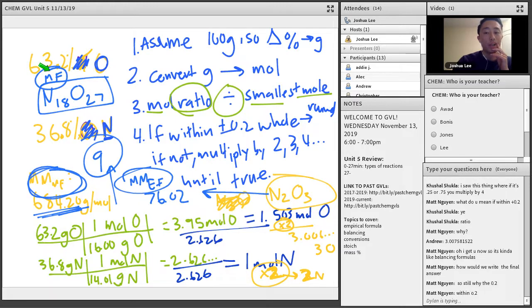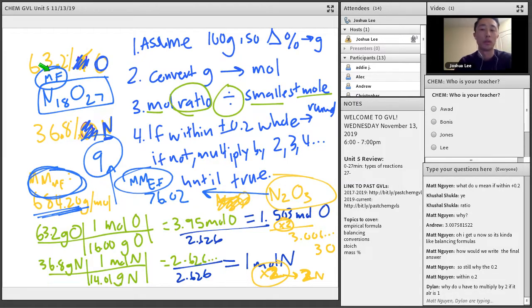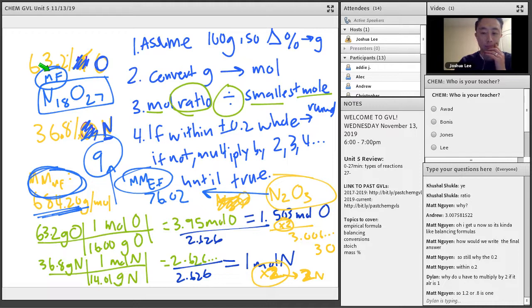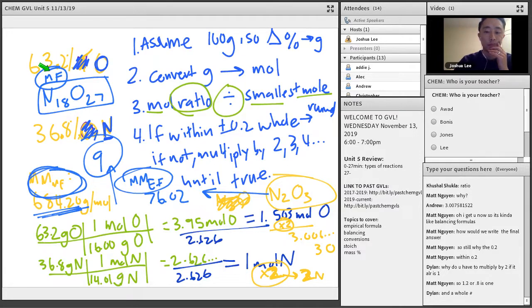0.2 is close enough to a whole number. 0.3 is still kind of too far because you could have a third. That's just like that good number: if you're within 0.2, you're close enough for it to round. Because if you double one part of your recipe, you have to double your other part of your recipe. So if you multiply one of them by 2, you have to multiply all of them by 2. Yeah, so 1.2 would be 1, 0.8 would also be 1.